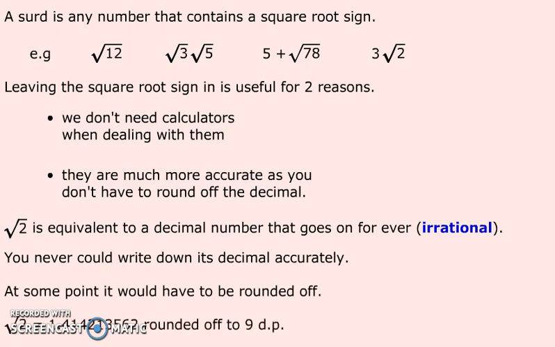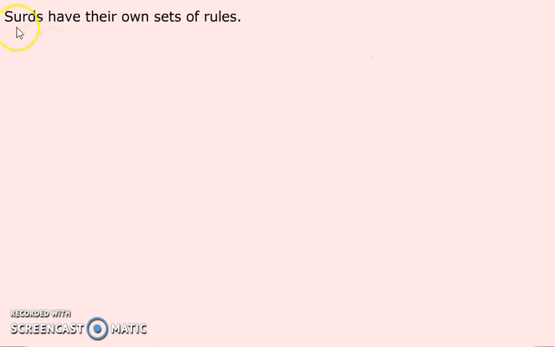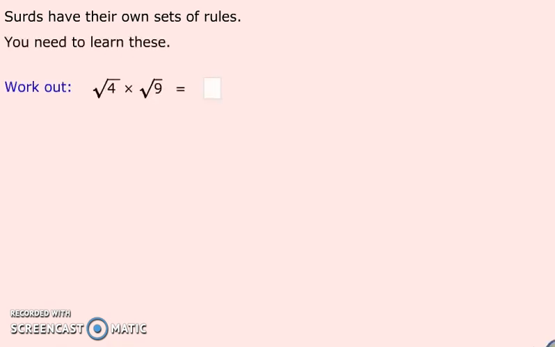For example, square root 2 is 1.414213562, and this is rounded off to 9 decimal places. So guys, surds have their own rules for calculation, for addition, subtraction, multiplication and division. First, let's think about multiplication. So you need to learn these rules.